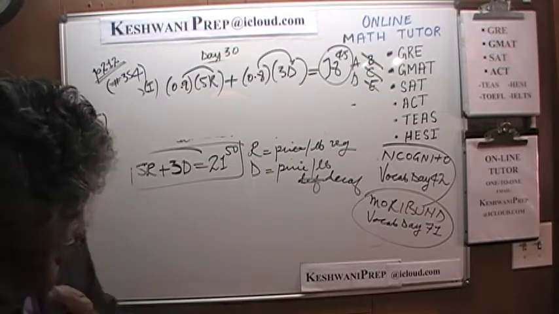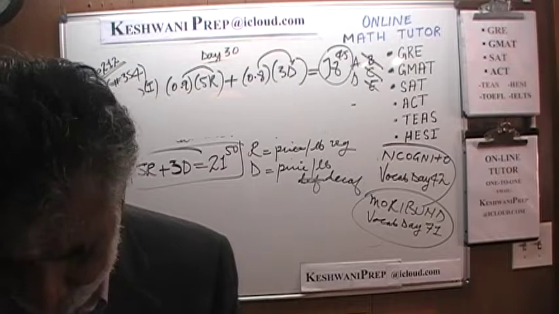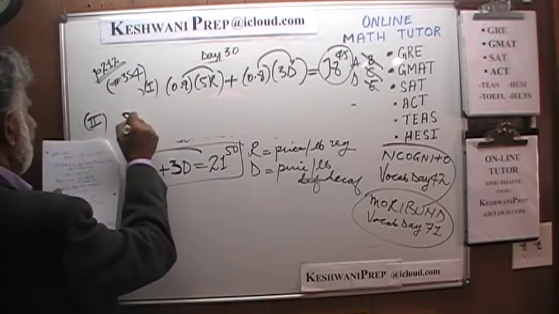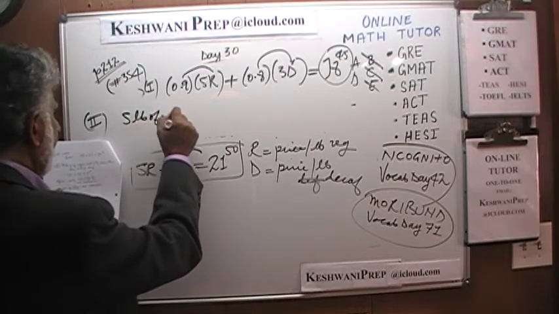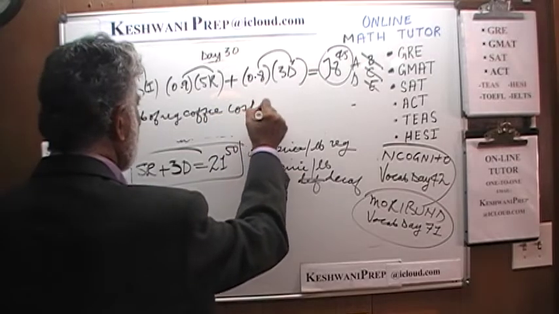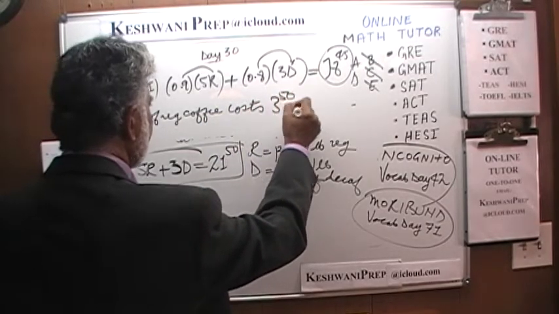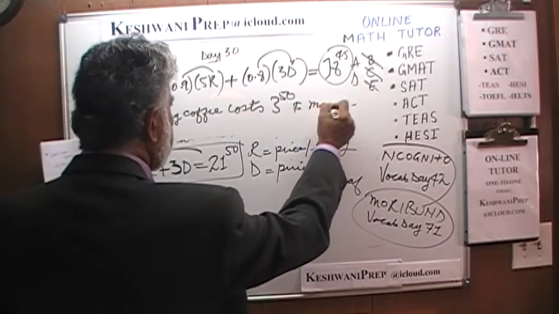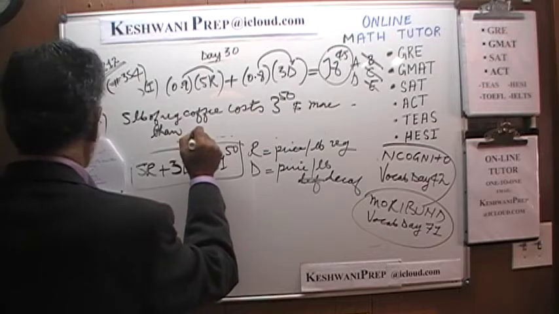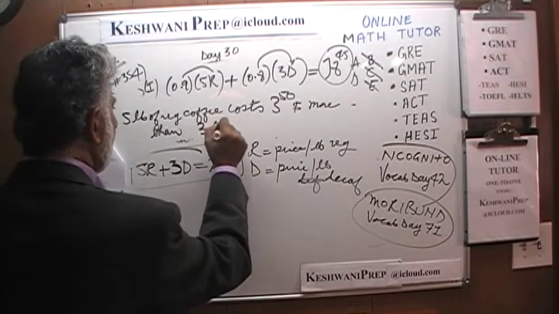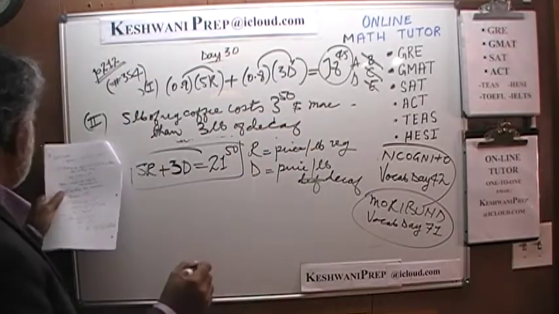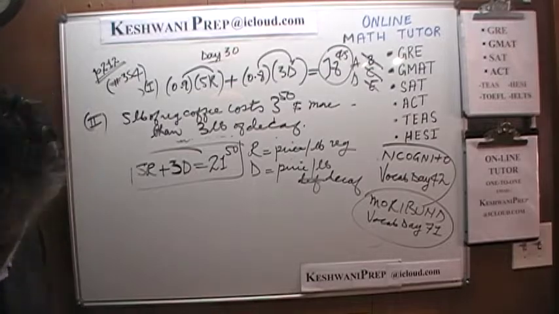The second statement says that 5 pounds of regular coffee costs $3.50 more than 3 pounds of decaf. Let's see what we can do.